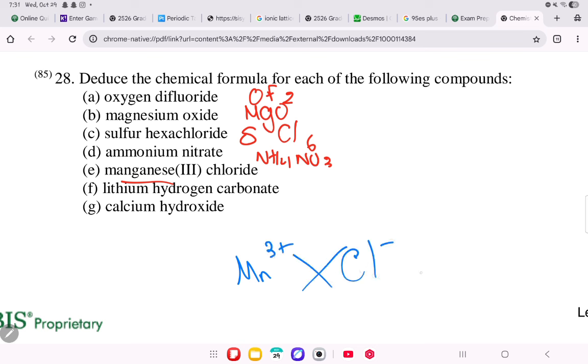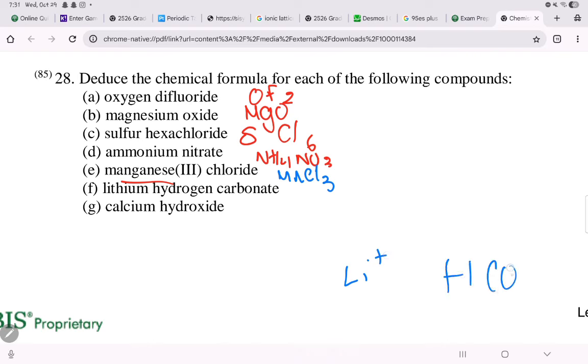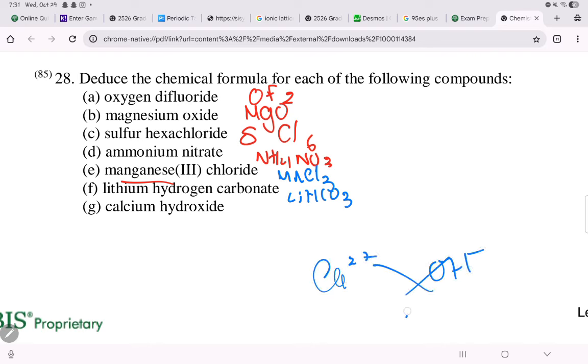Now, lithium hydrogen carbonate. First of all, we know lithium is Li+, hydrogen carbonate is HCO3-. So we do the crisscross, we will get LiHCO3. Now, calcium hydroxide, it's Ca2+, OH-. You do the crisscross method, you will get Ca(OH)2. So the product over here is Ca(OH)2. That's it for this question.